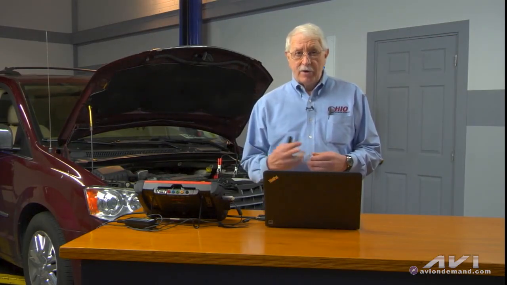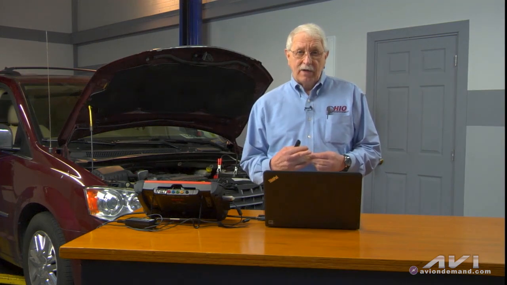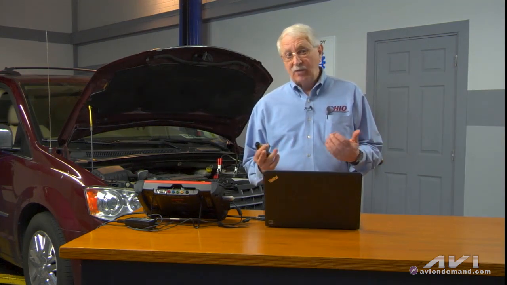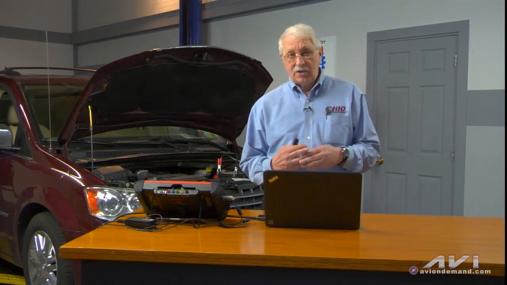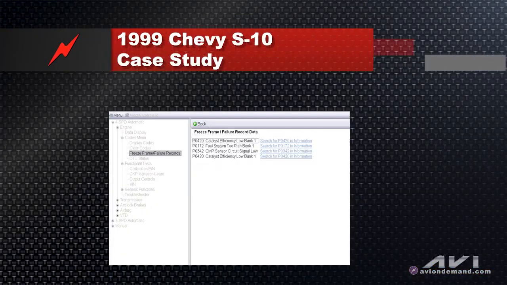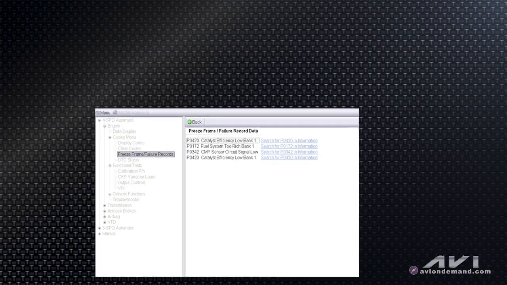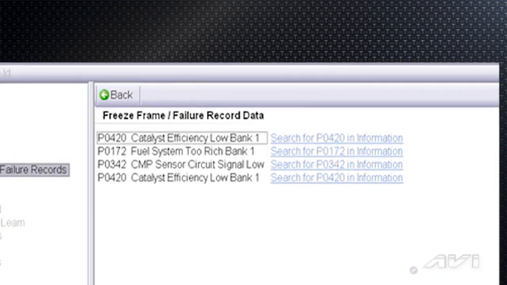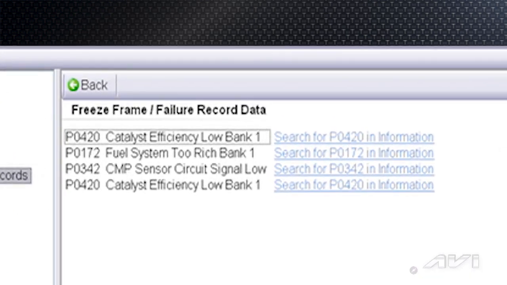The first thing we have to determine, especially if you have an air-fuel ratio type issue, is whether it's a speed density type or a mass airflow. In this 1999 Chevy S-10, it is a speed density. It uses a MAP sensor. Now notice here we have 4 codes. We have a P0420, a CAT code, a P0172 rich code, and a camshaft position sensor code.